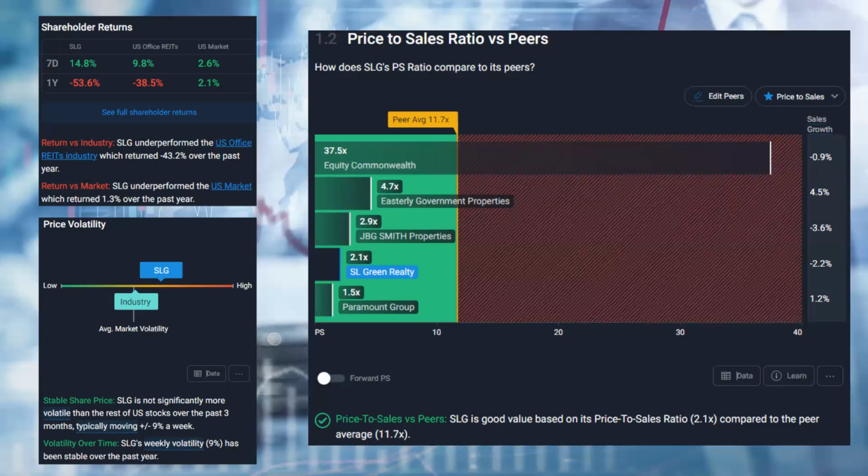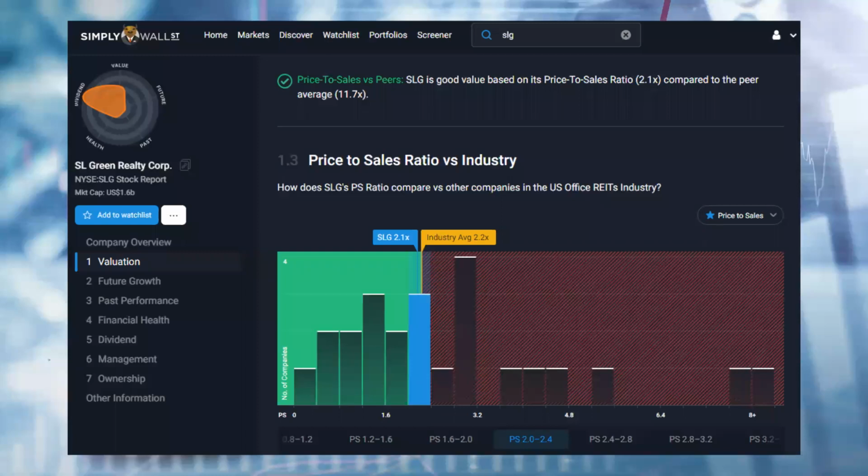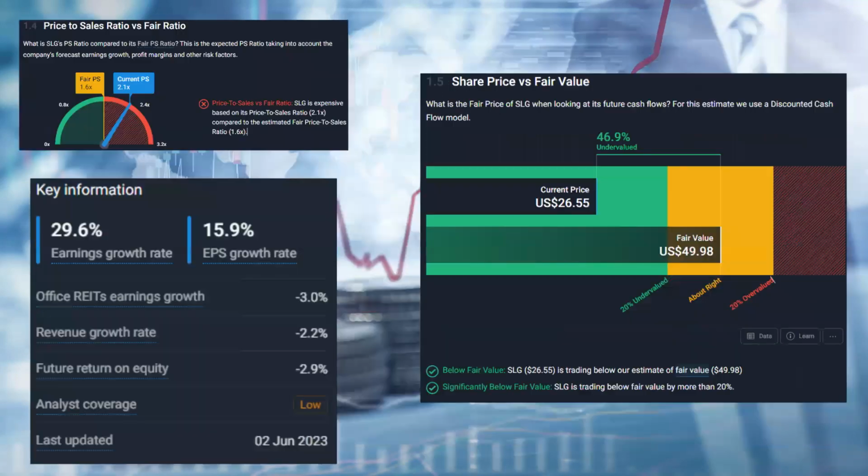So, there is some volatility around there, but it's not extremely volatile, but it is higher than the average market and industry average volatility. When you take a look at the price to sales ratio versus the industry, it's right at there, okay? It's at 2.1x and the industry average is at 2.2x. So, you could say it's a good value based on that. But it's really not trading far off from there at the moment.